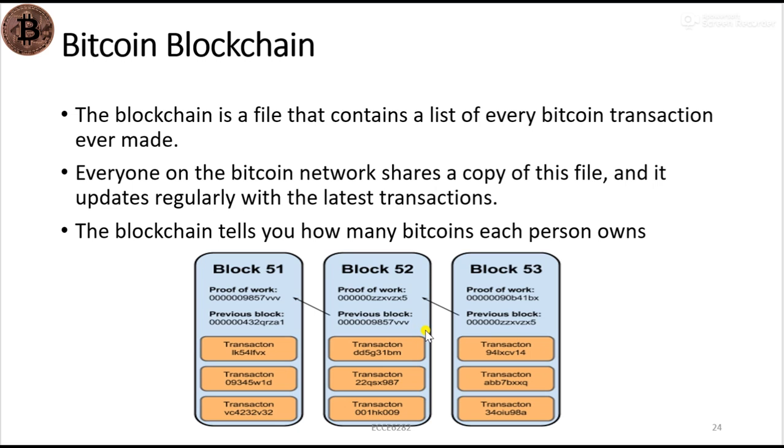What is needed to verify these transactions? A person who wants to verify a transaction just has to download the blockchain, all the blocks, and then they can verify it. This also gives information on how many bitcoins each person owns, because everyone on the Bitcoin network shares a copy of this blockchain. Everybody has the same copy of this blockchain, and every time a new transaction occurs, this blockchain is updated regularly.